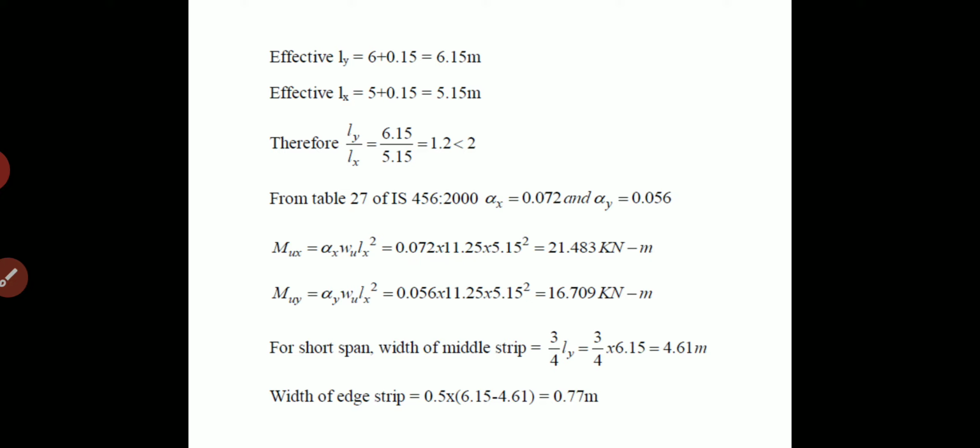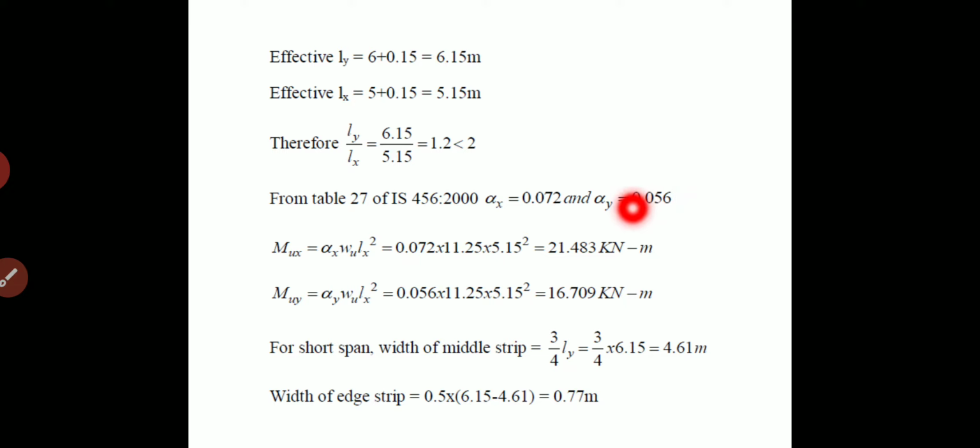From table 27 of Indian Standard Code 456/2000, we take coefficient value, which is alpha x and alpha y. So we select value alpha x equal to 0.072 and alpha y equal to 0.056.